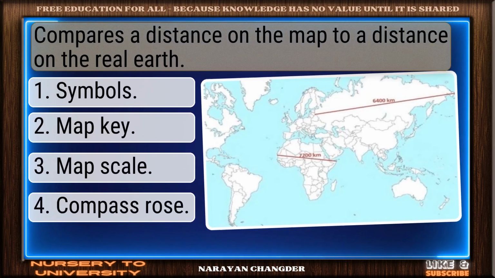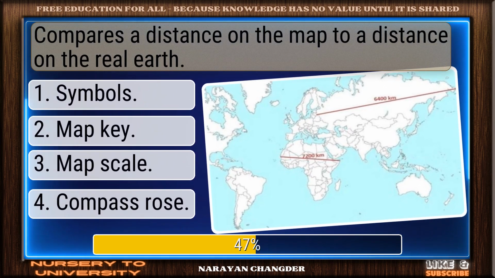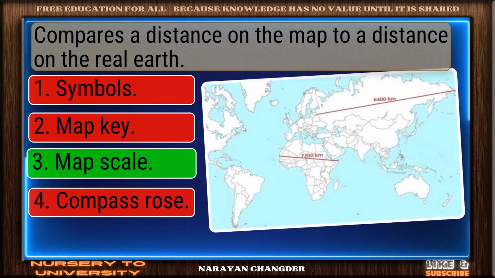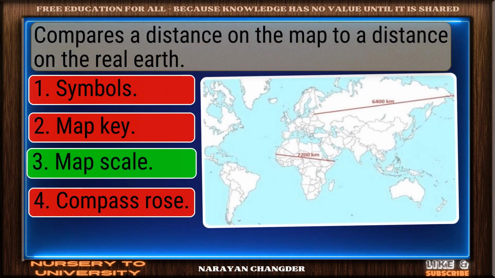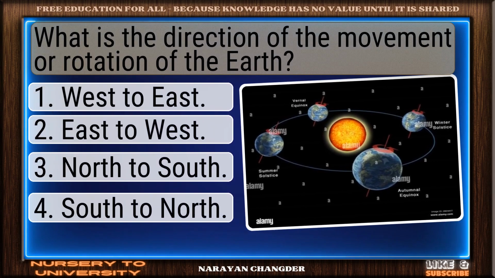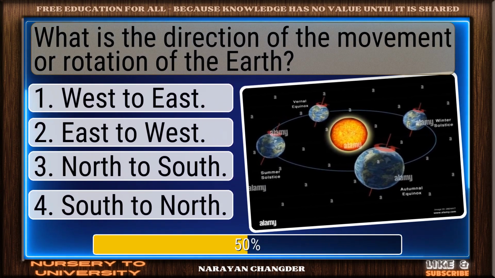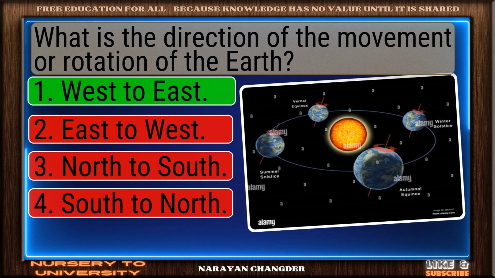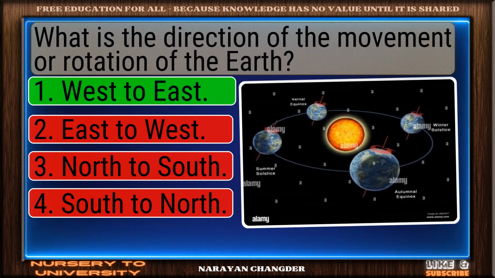Compares a distance on the map to a distance on the real Earth. Exactly. Map scale makes sense and it is the right choice. What is the direction of the movement or rotation of the Earth? Nice selection. West to east is the correct and valid answer.